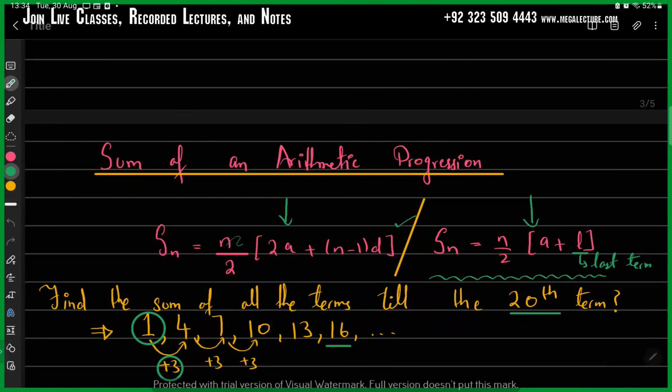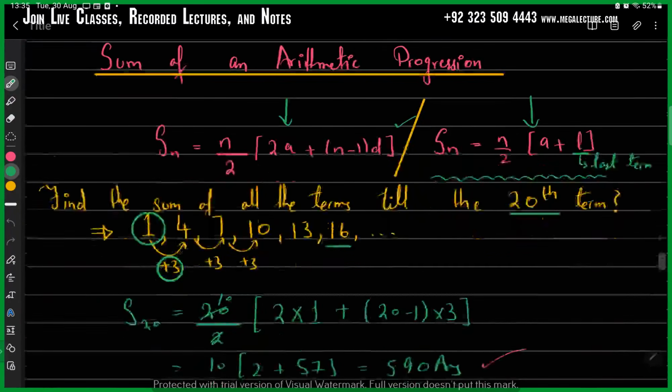The formula is n divided by 2 into 2a plus n minus 1 into d. n is the number of terms till which you're adding, a is the first term, and d is the common difference. Then the second formula is n divided by 2 into a plus l. So everything is same except this l. l is basically the last term. Then we use this formula.